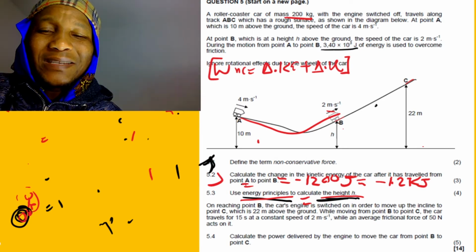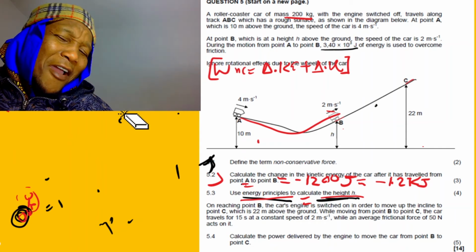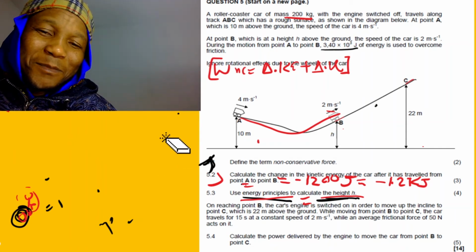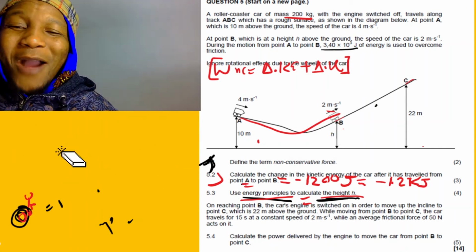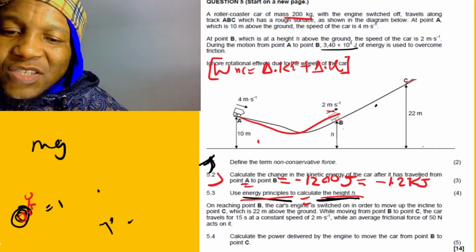I don't want to change my weight now. I want to be balanced. Okay, let me tell you, my weight is mg height.